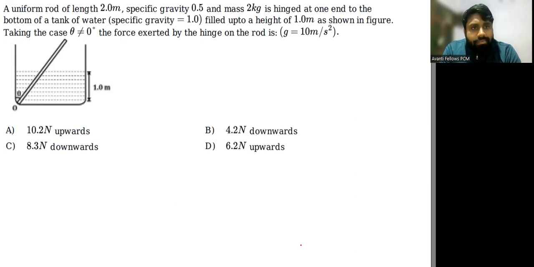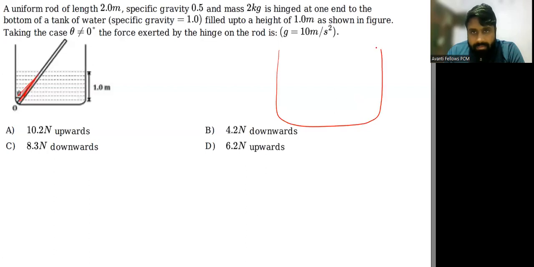Now, taking a case when theta is not equal to 0, the force exerted by the hinge on the rod is. So now we will assume, and it is also somehow given in the question, that this rod is in equilibrium. So the portion of this rod which is inside the water is this. So we will draw it here.